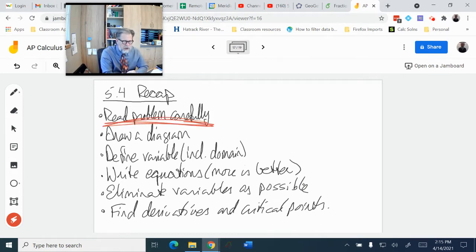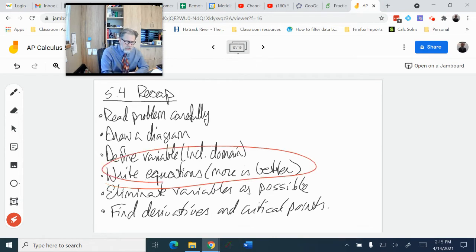Read the problem carefully. Draw a diagram. Always draw a diagram. Label it as much as possible. Define a variable that has to do with your problem. When you define your variable, figure out what the domain of that has to be. It's going to help you at the end to get rid of extraneous solutions. Write equations. More is better.